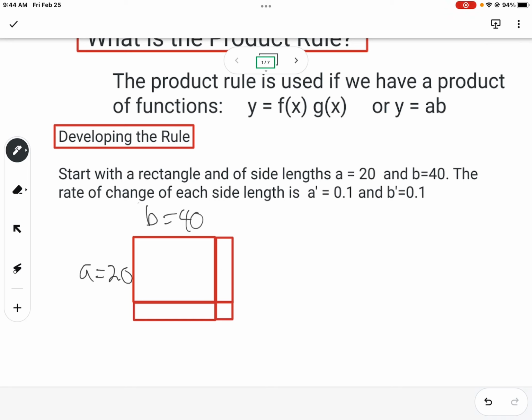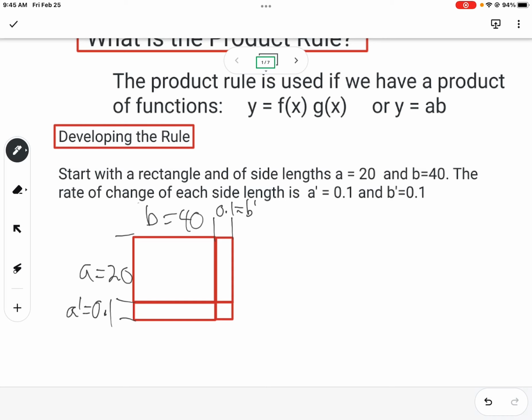And so what we're doing now is we're going to figure out if this has a rate of change of 0.1 for each of a and b. So in other words, a grows by, so this length here is a, so that means the growth rate there is a prime, right? So a prime equals 0.1. Similarly, b grows by the small amount right here of 0.1. Okay, so a is growing by 0.1 and b is growing by 0.1. And that's b prime. So we have things growing in both directions, right?